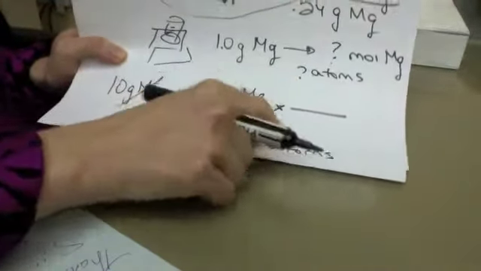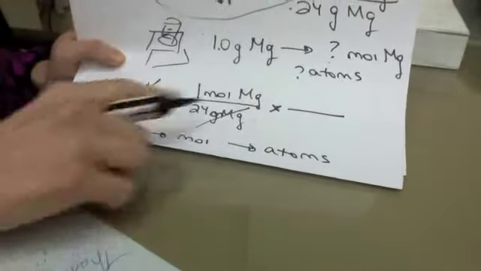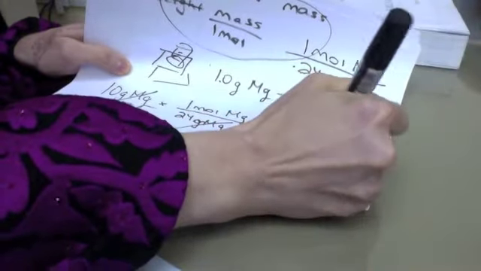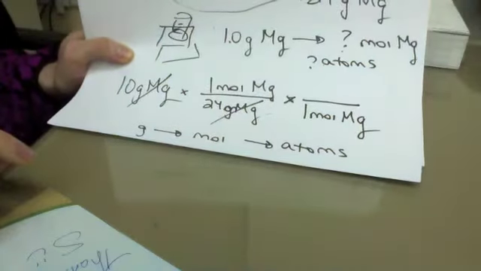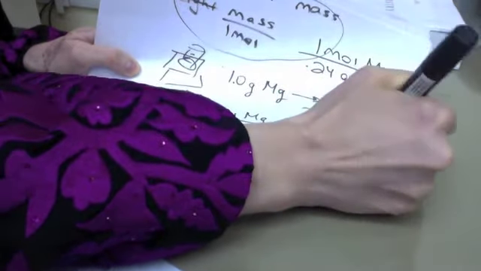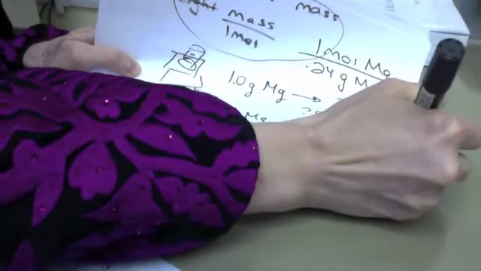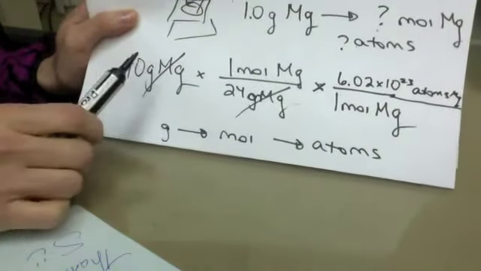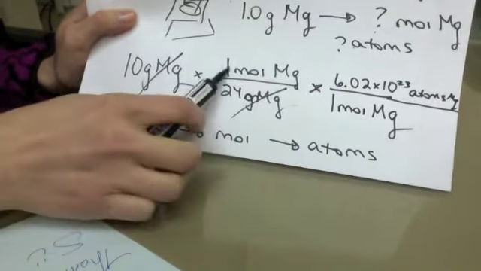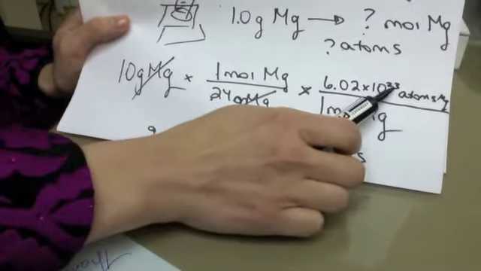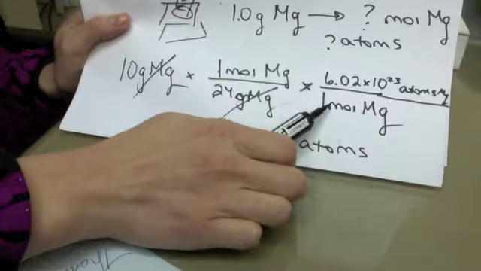And here, I'm going to write my second conversion factor. In 1 mole of magnesium, I have 6.02 times 10 to the 23 atoms of magnesium. Okay? So on my calculator, my final answer will be 10 times 1 divided by 24 times 6.02 times 10 to the 23 divided by 1. That'll give me my final answer.